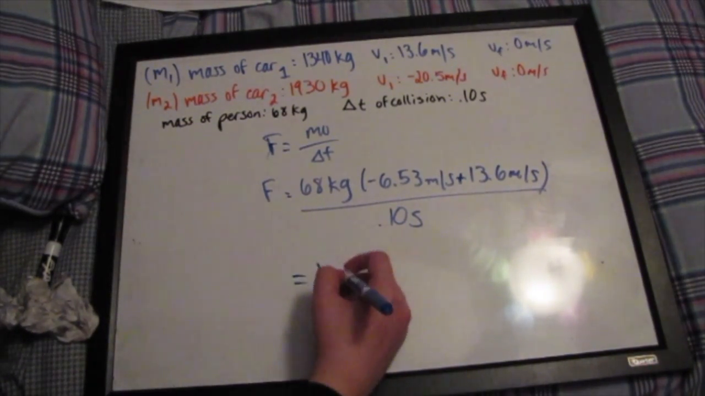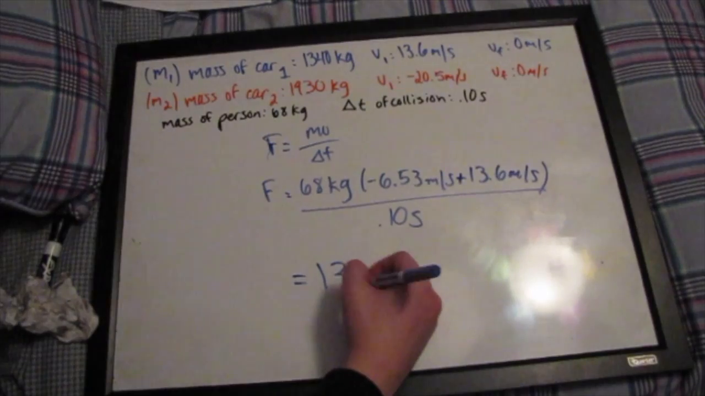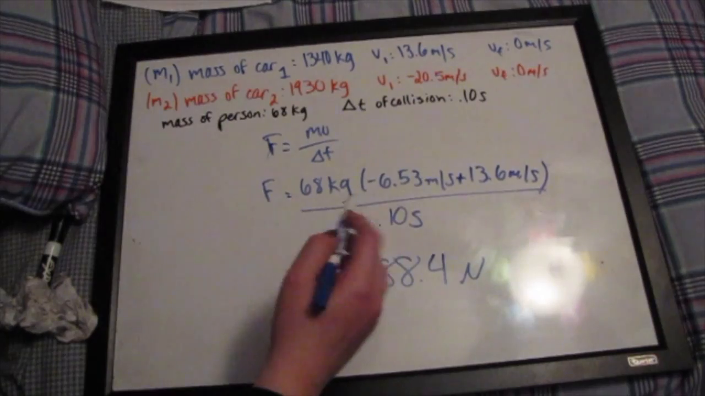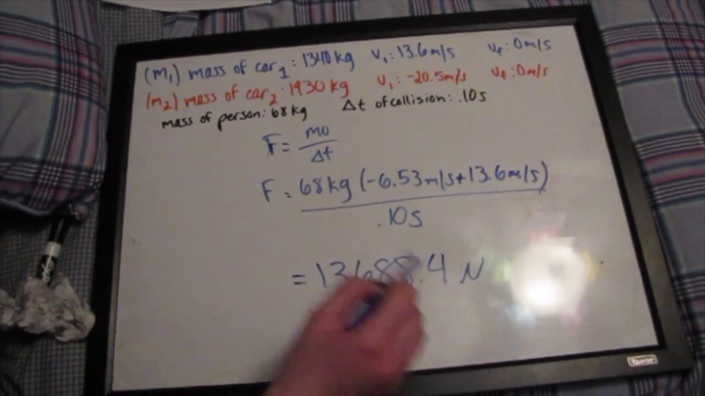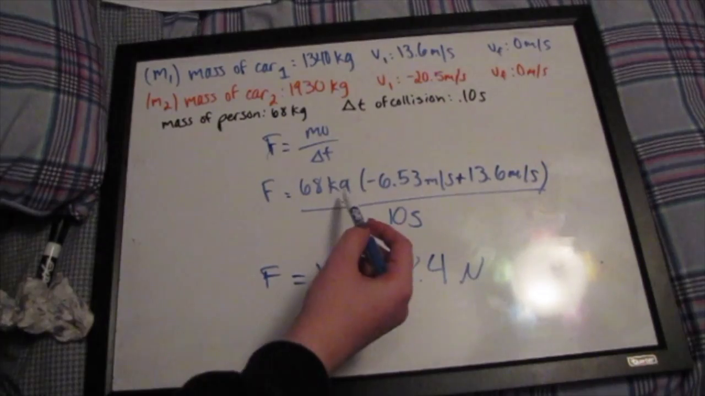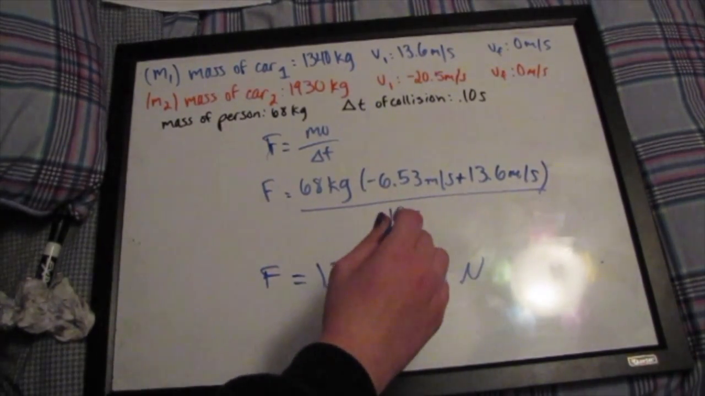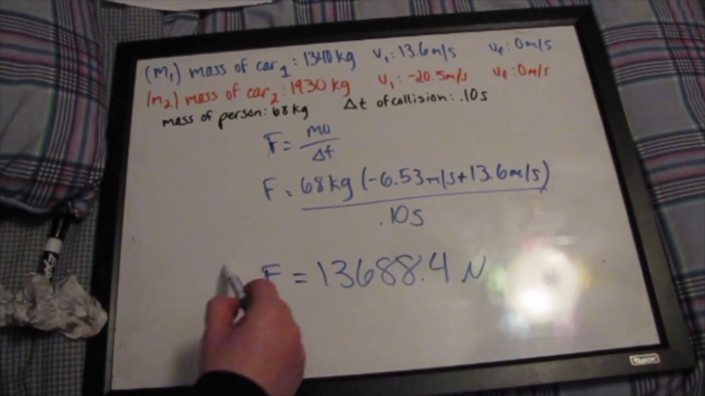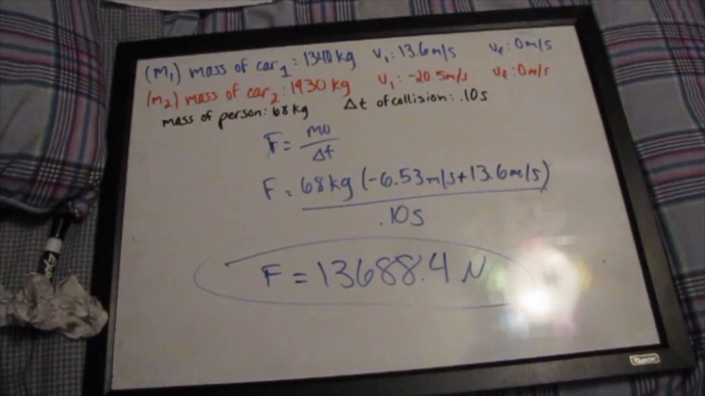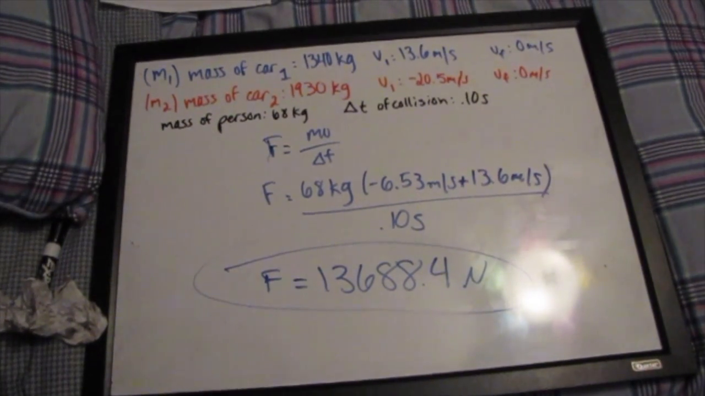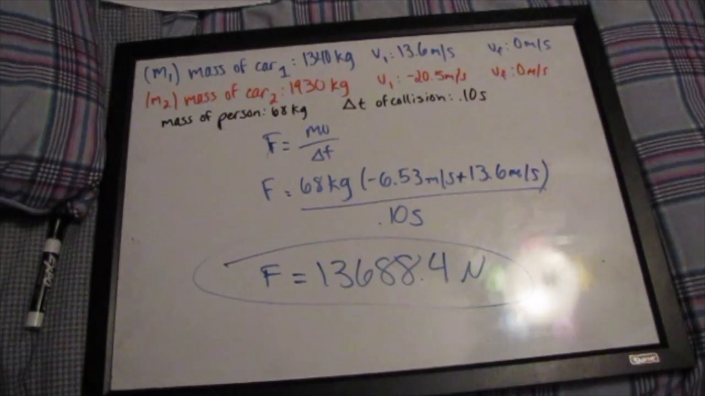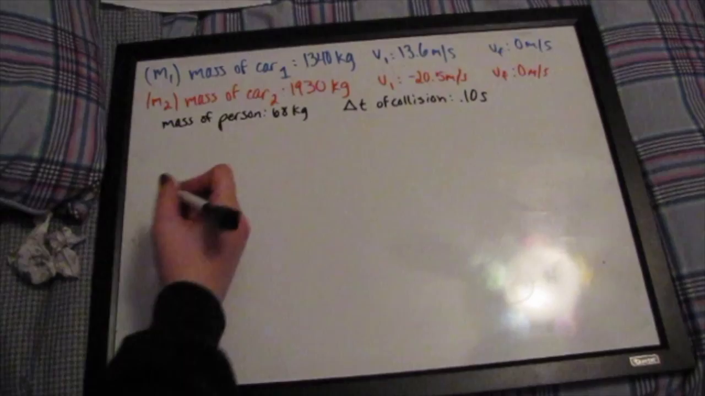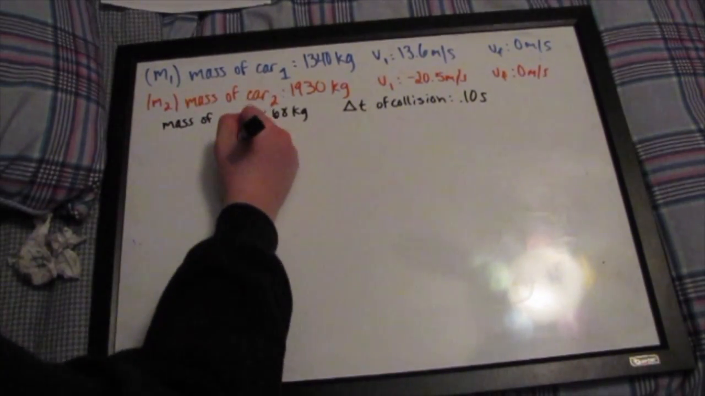Is going to equal 13,688.4 newtons. And that is because this label comes from the kilograms times meters per second times second. So it's kilograms meters per second squared, which equals newtons. So this is the answer to the first part of our problem. Now the second part, we have to draw our bar graph, which, like I said before, is in place of our force diagrams. To draw a bar diagram for momentum, it looks like this.